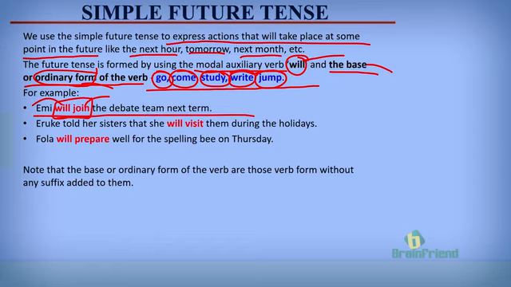The next sentence says, Eruke told her sisters that she will visit them during the holidays. Here also we find the modal auxiliary verb will together with the base form of the verb visit. She would perform an action during the holiday, which is at some point in the future. Fola will prepare well for the spelling bee on Thursday. Will prepare is expressed in the simple future tense because we have the modal auxiliary verb will and the base form of the verb prepare.